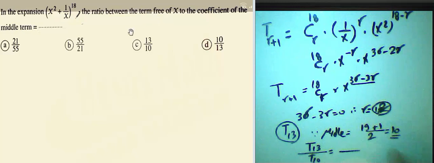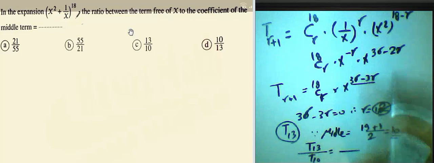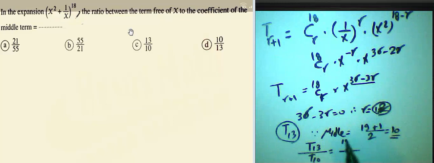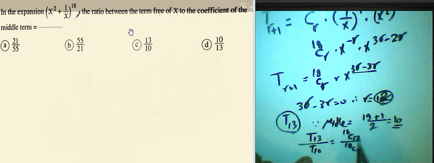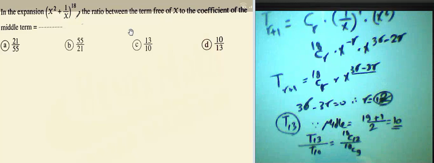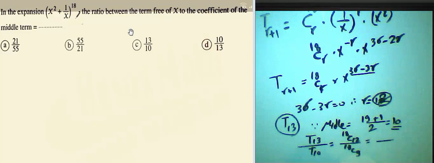Right power here, right coefficient, he asked about what coefficient. Okay, but x equals 1, cancel x in any example, so we can write 18 C 12 over 18 C here will be 9, because term 13 equals 18 C 12 and term 10 equals 18 C 9, and then we can find the result by using a calculator. It will be 21 over 55.